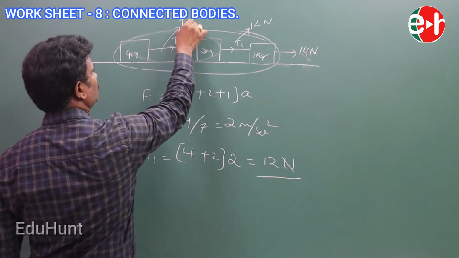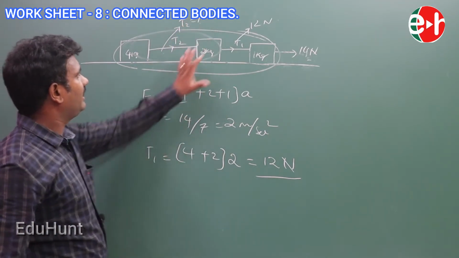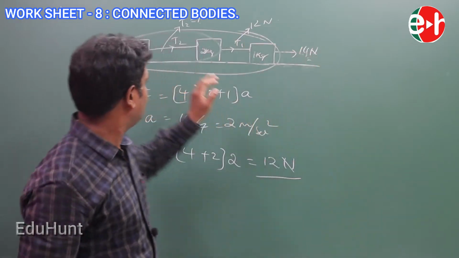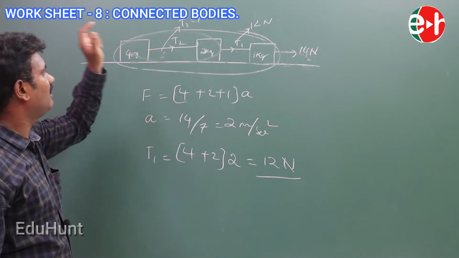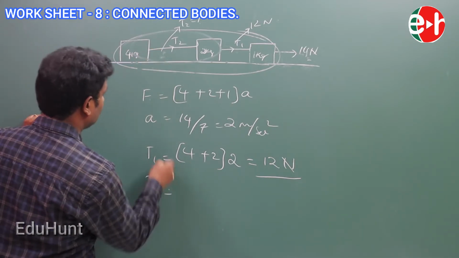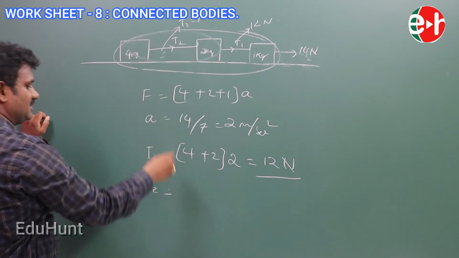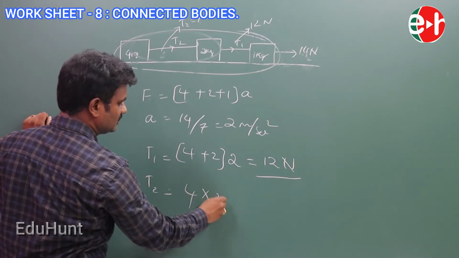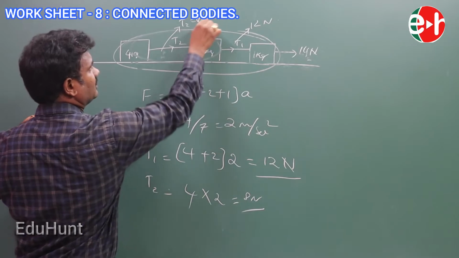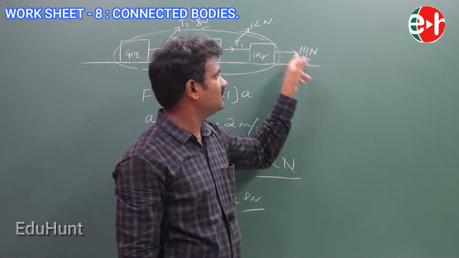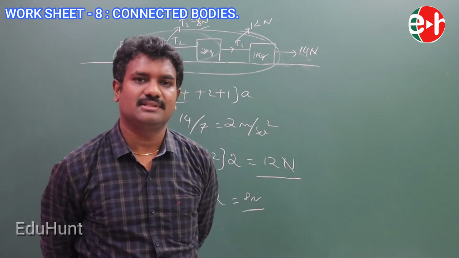So as to find the T2, we need to ignore these 2 masses and only one mass, only one tension we have to find. T2 is equal to mass of the system into the acceleration of the system. Mass means 4 into acceleration is 2. That's 8 newtons. So here the tension is 8 newtons. Here the tension is 12 newtons. Here the tension is 14 newtons. Is it clear?